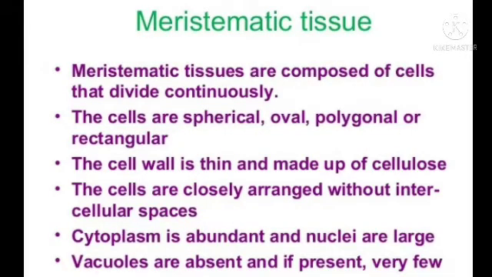Meristematic tissue. Meristematic tissues are composed of cells that divide continuously. The cells are spherical, oval, polygonal, or rectangular. The cell wall is thin and made up of cellulose. The cells are closely arranged without intercellular spaces. Cytoplasm is abundant and nuclei are large. Vacuoles are absent, and if present they are very few.